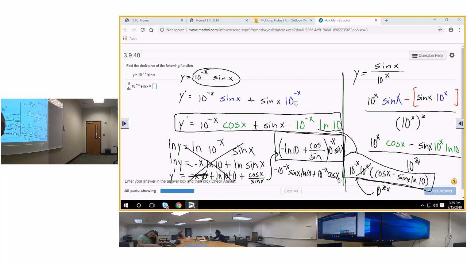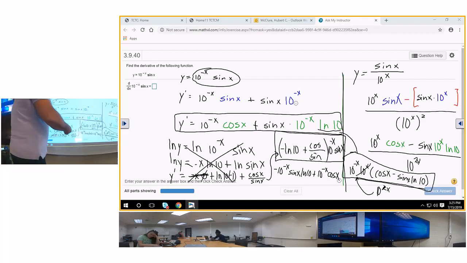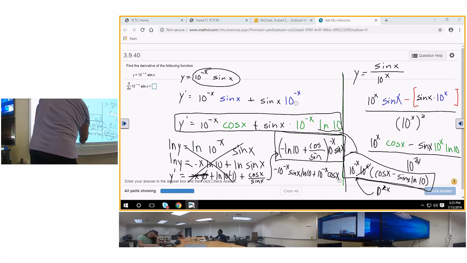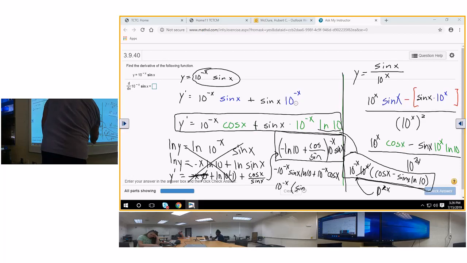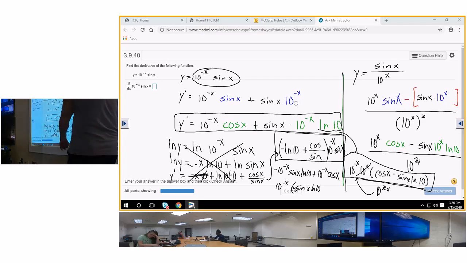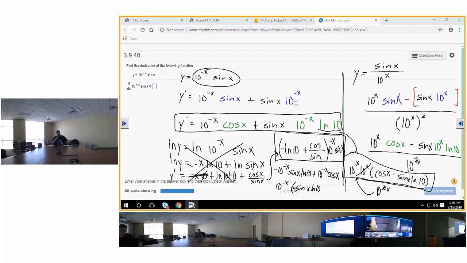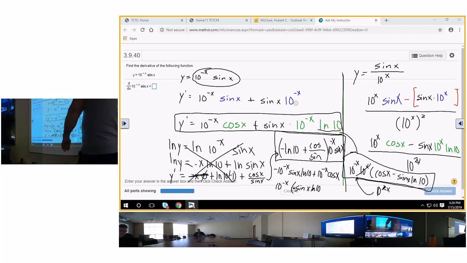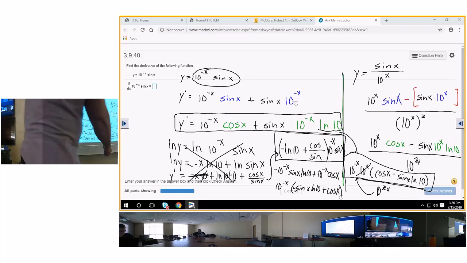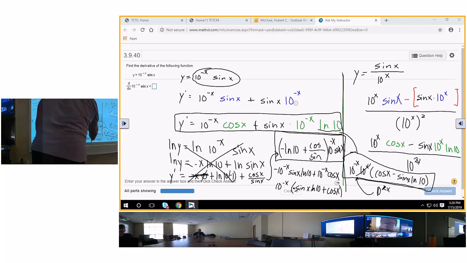Factor out that 10 to the negative x, and you're going to get 10 to the negative x, parentheses, sine of x, natural log of 10, that'd be a minus, right? Hold on a second. Yeah, that'd be a minus, and this would be a plus cosine of x. Is that what we got? Y'all check me and make sure that's the same answer.